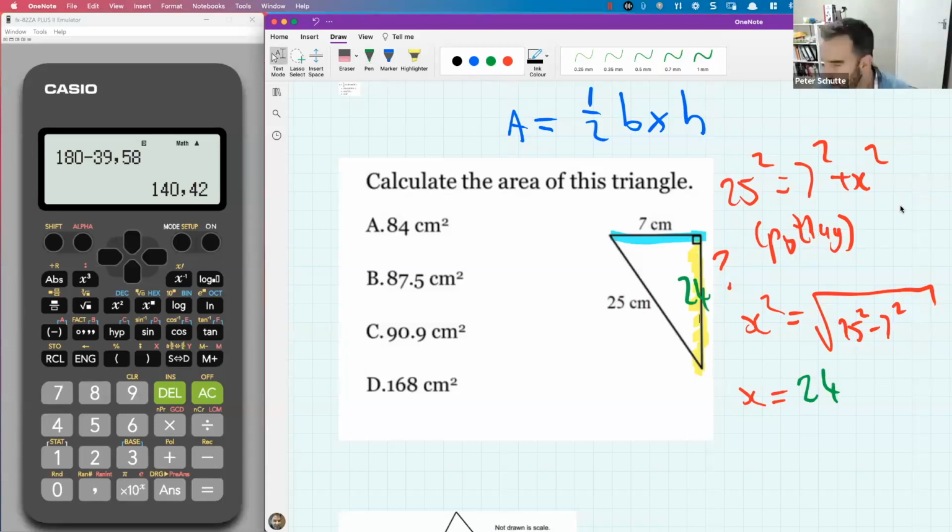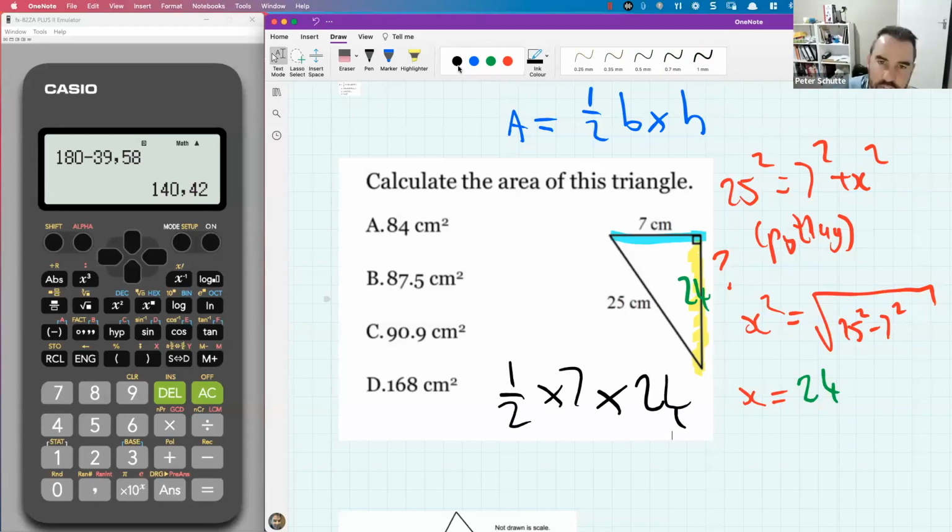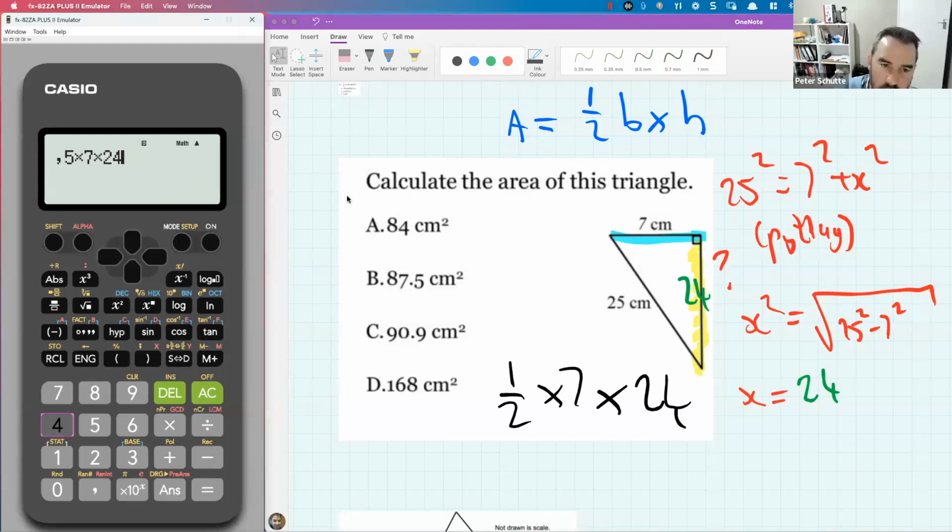So now what we're going to do is find the area of this triangle. We're just going to go a half times 7 times 24, and when I do that, I get 84, which gives me the answer of this one here, which is A.